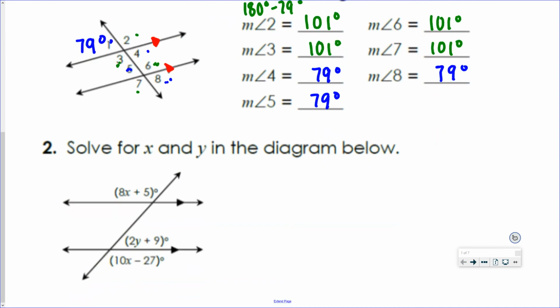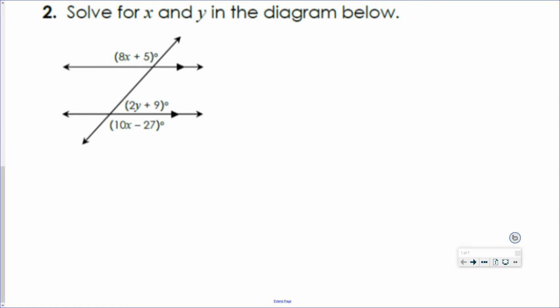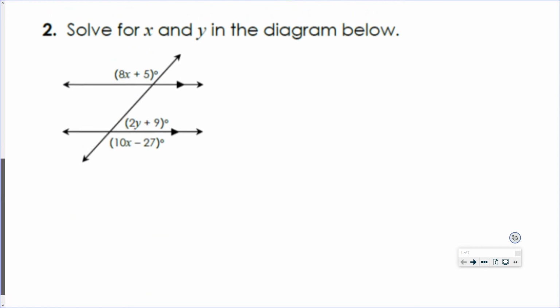Okay. If you haven't tried number 2 yet, I'm going to give you 30 seconds to try it. Oh, did you find your test? Oh, perfect. Never mind. Let's do it then.